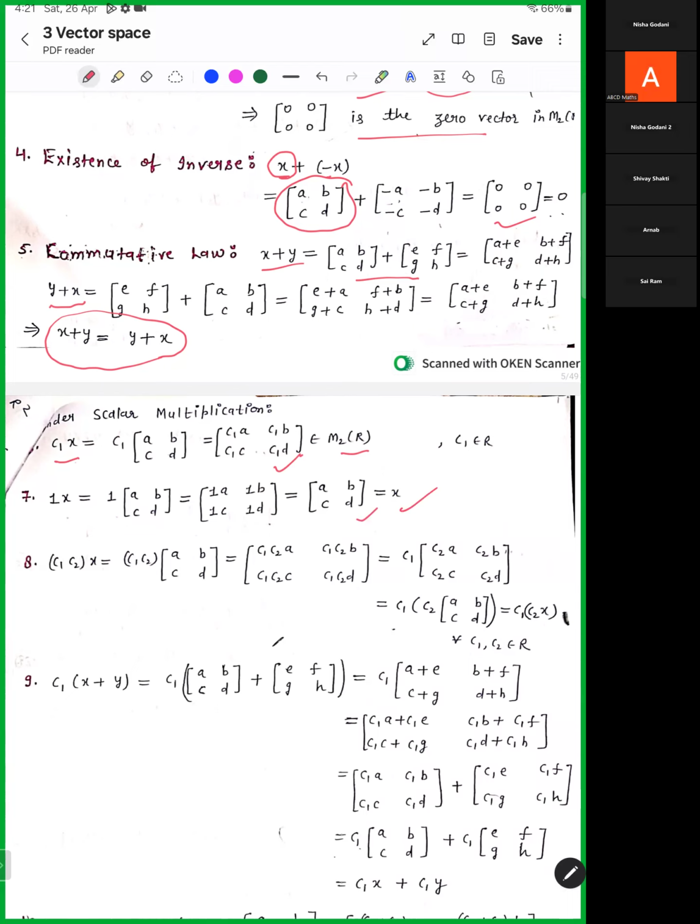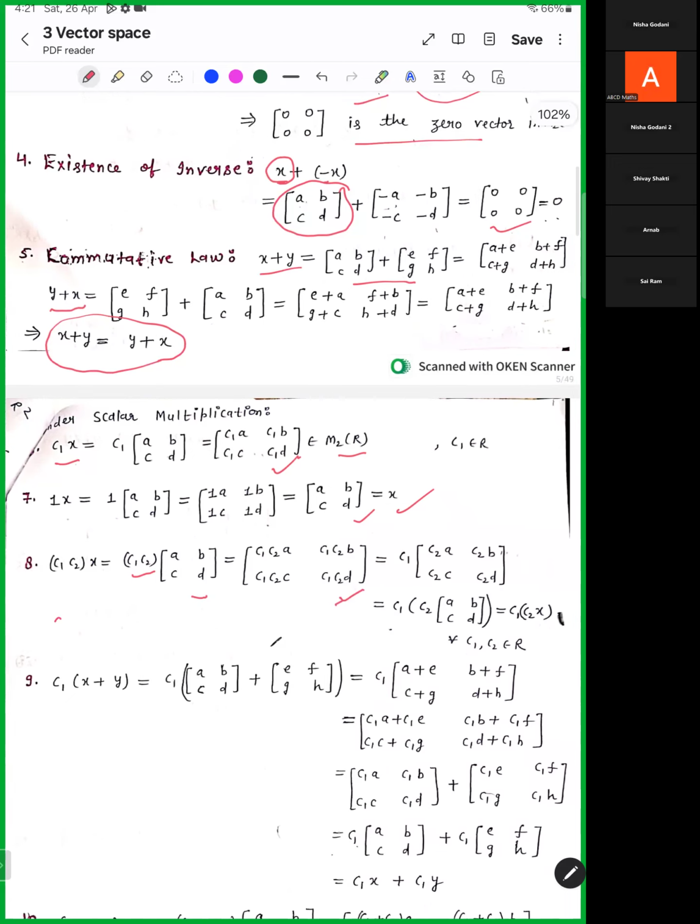Okay. Then C1, C2x. C1, C2 is a scalar and X is matrix. When you multiply in this, you have this matrix, and you have to show that this is equal to C1 into C2x. So you can find this C2x, then multiply by C1, you will have same value. I have done directly, but you can find LHS and RHS, and you will see that both are same.